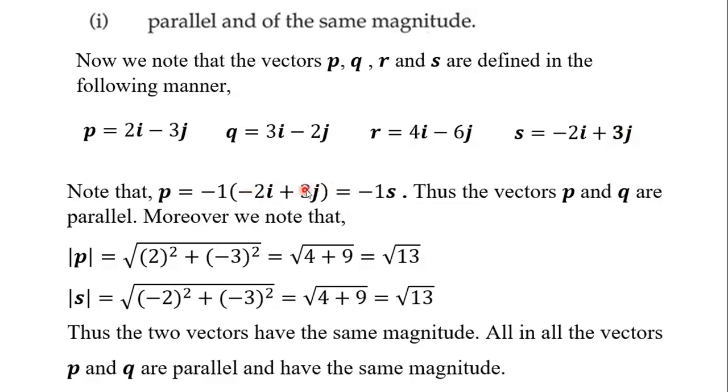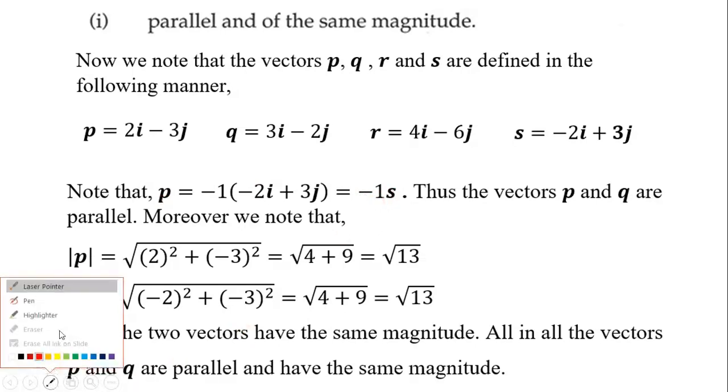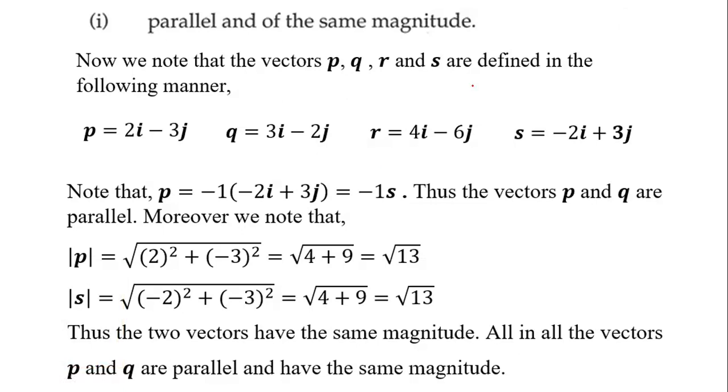So that means that instead of writing this negative 2i plus 3j, we can simply write the vector S. So that means that P equals negative 1 S. So let's write that, right? The vector P equals negative 1 times S.